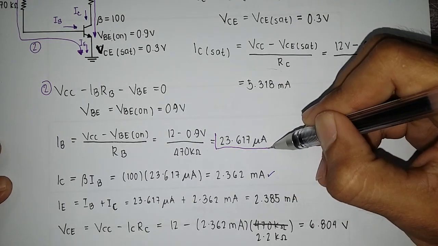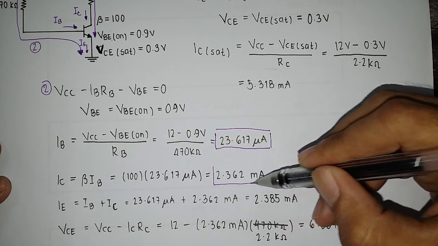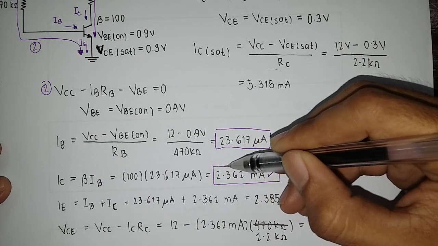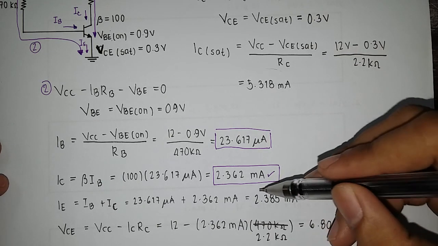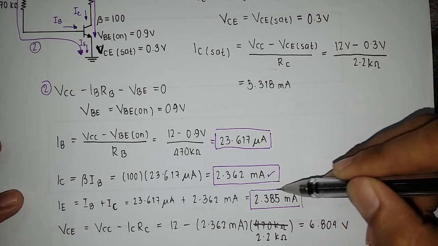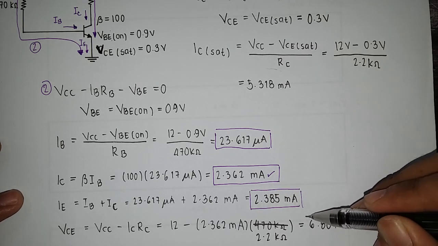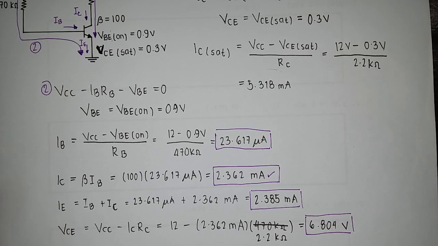Okay, so here are our final answers. IB is 23.617 microamperes. IC, okay, by using the transfer function, 2.362 milliamperes, which is less than the IC sat, so tama yon. And the value of IE is 2.385 milliamperes, while the value of VCE, medyo nagkamali pa tayo kanina, 6.804 volts. That would be our final answers.